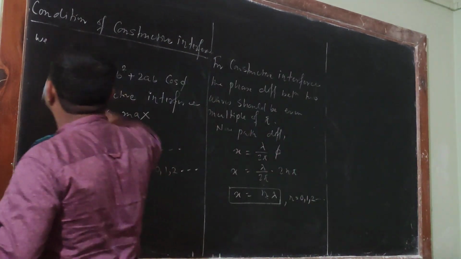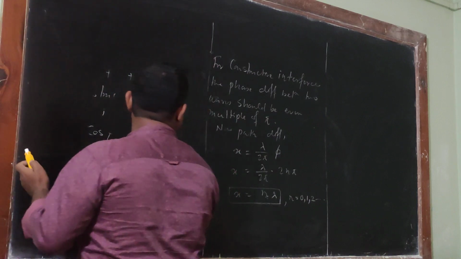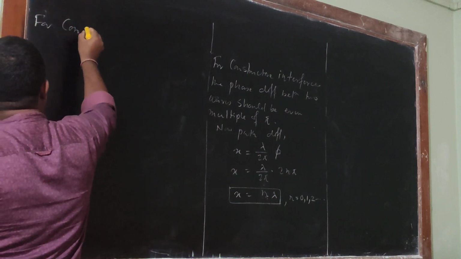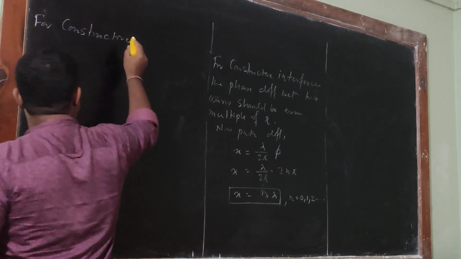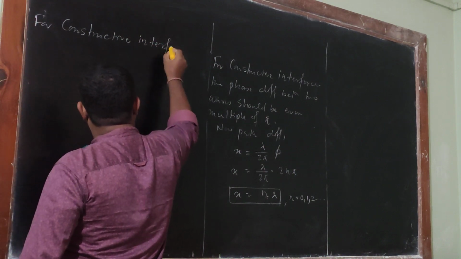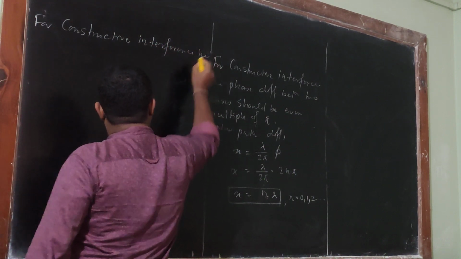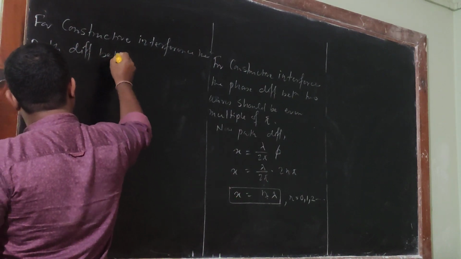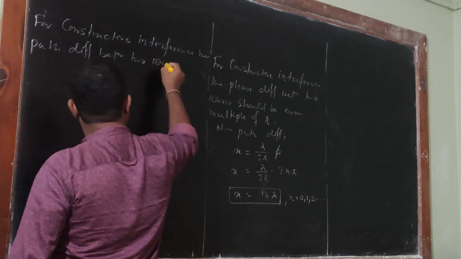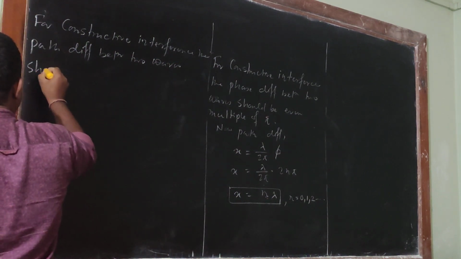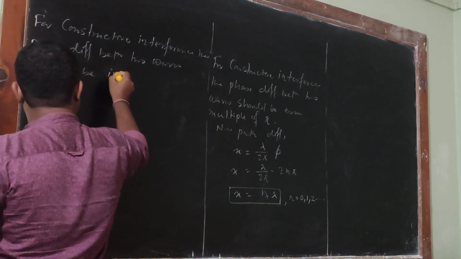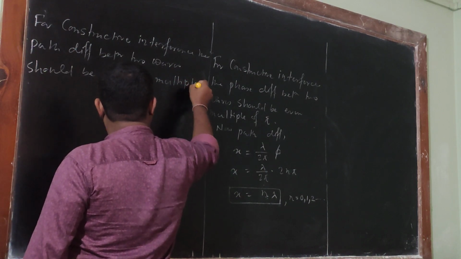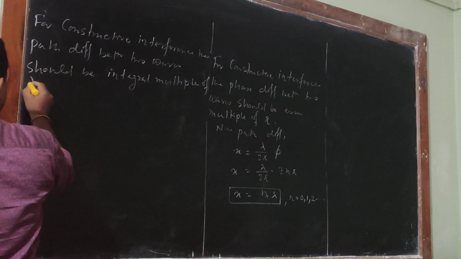So you can say that for constructive interference, the path difference between two waves should be an integral multiple of lambda. Okay, so this point you have to remember.